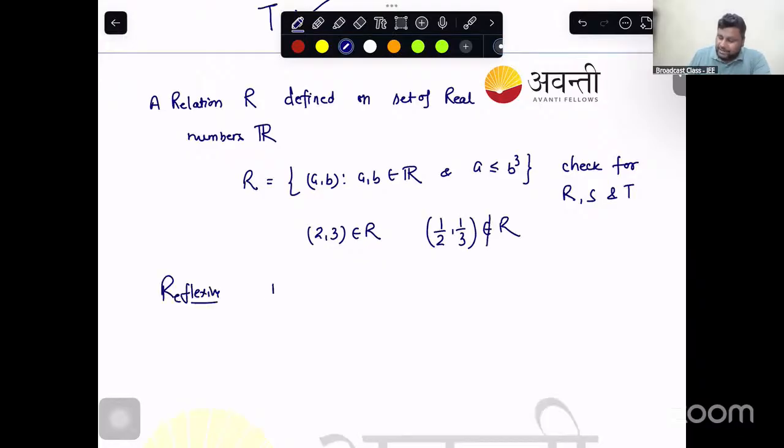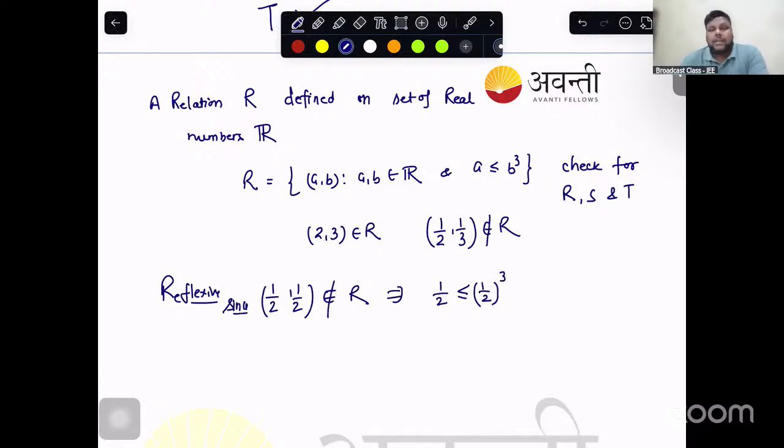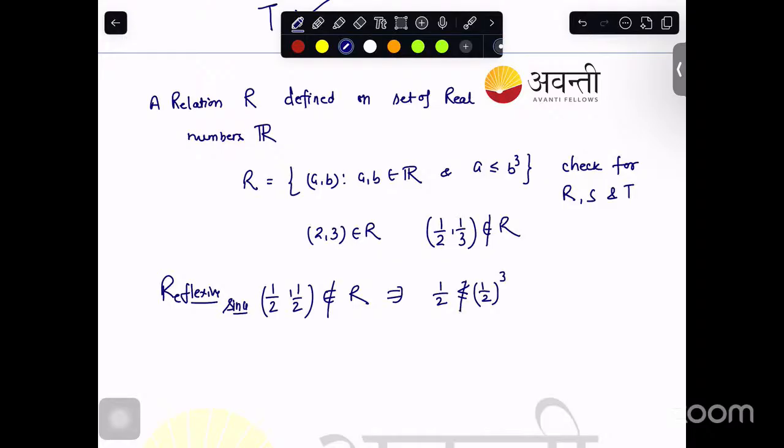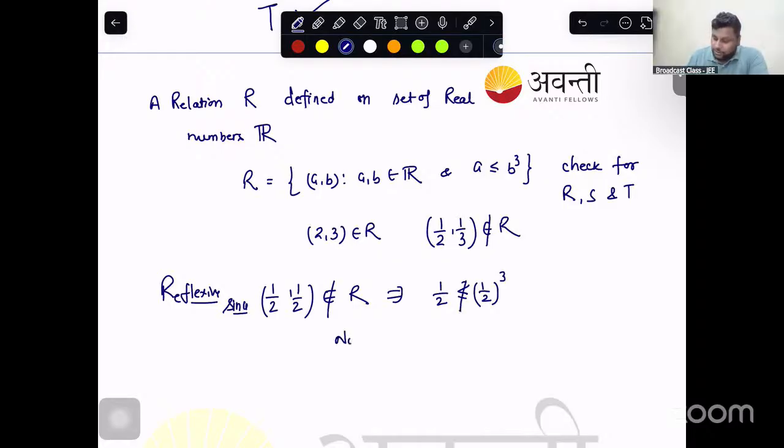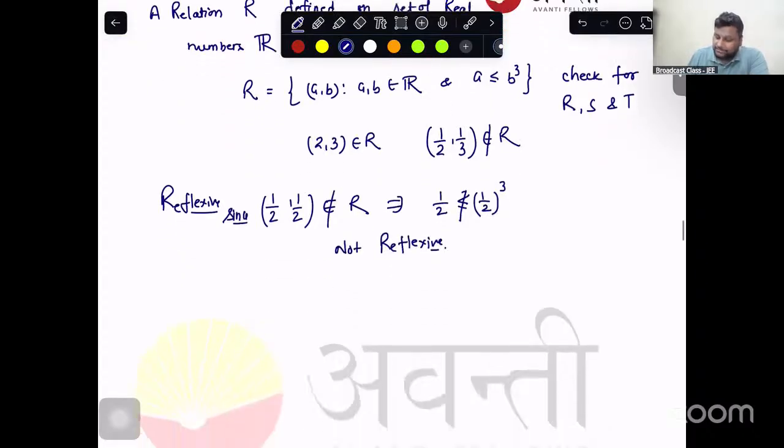Like if I check for reflexive, what would you say? Does 1 by 2 comma 1 by 2 belong to relation? If you see, 2 comma 2 belongs to relation, but 1 by 2, 1 by 2, does it belong to relation? Does not belong to, because 1 by 2 is not less than or equal to 1 by 2 whole cube. Am I correct? Yes. So, not reflexive. Have I made my point clear?